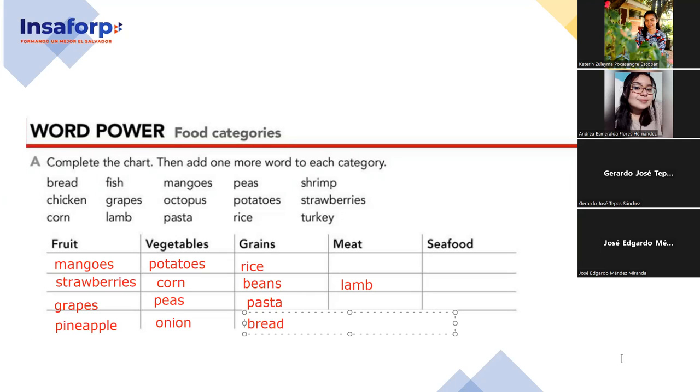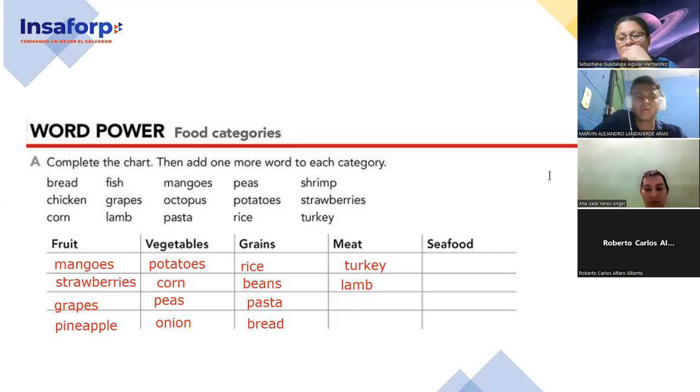José Edgardo. Hello, José. Turkey. Oh, Turkey. Very good. Thank you. Turkey, right? Look, it's coming. Christmas is coming, so you can get your turkey, right? Turkey, lamb.